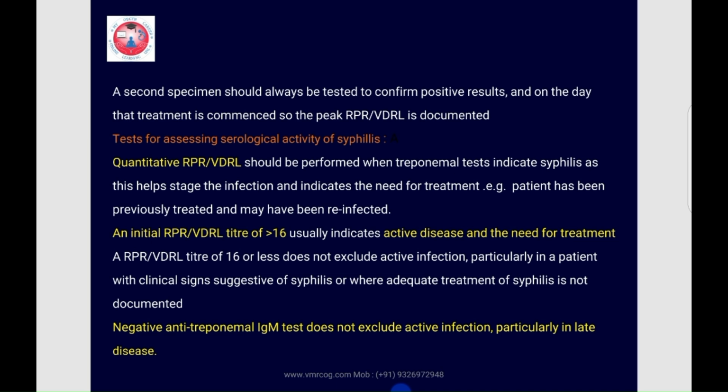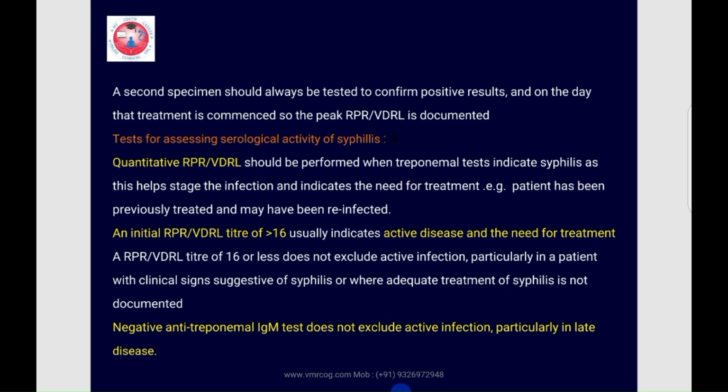Okay. Now, what are the tests for assessing the serological activity? For serological activity, the test is a quantitative RPR or VDRL. It should be performed when the treponemal test indicates syphilis, as this helps to stage the infection and indicates the need for treatment. The patient may have been previously treated and may have been reinfected. So, quantitative RPR and VDRL is recommended for assessing the serological activity of the disease.